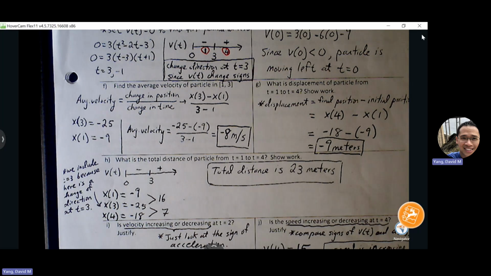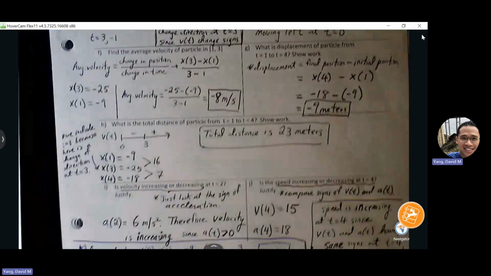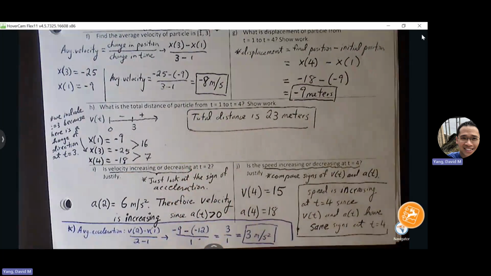Is velocity increasing or decreasing at t equals 2? How do we interpret that? So talk about just acceleration. In other words, is acceleration positive or negative? Then we just look at the sign of acceleration. You want to make sure that you are justifying with the appropriate words. Anytime I ask you to justify, make sure you don't ever say it is the same sign, or the graph. You need to be specific. If the speed is decreasing, then you want to say velocity and acceleration have opposite signs. So when you justify, be specific and name whatever you're referring to.